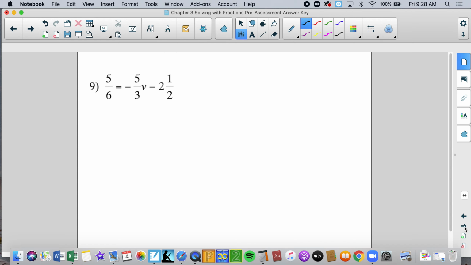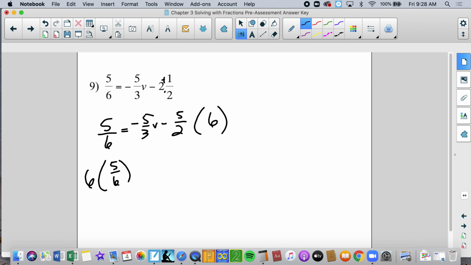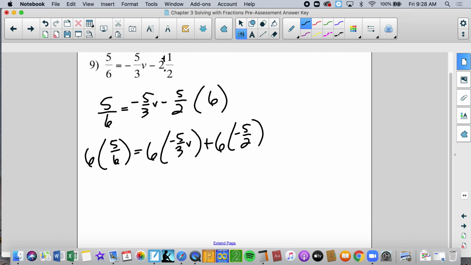Number 9, let's convert those mixed numbers. Negative 5/3 v minus 5/2, since 2 times 2 plus 1 is 5. Our denominators are 2, 3, and 6. LCM is 6. 6 times 5/6 equals 6 times negative 5/3 v plus 6 times negative 5/2. Got to make sure you have that plus sign right there. Can't just have no sign there.